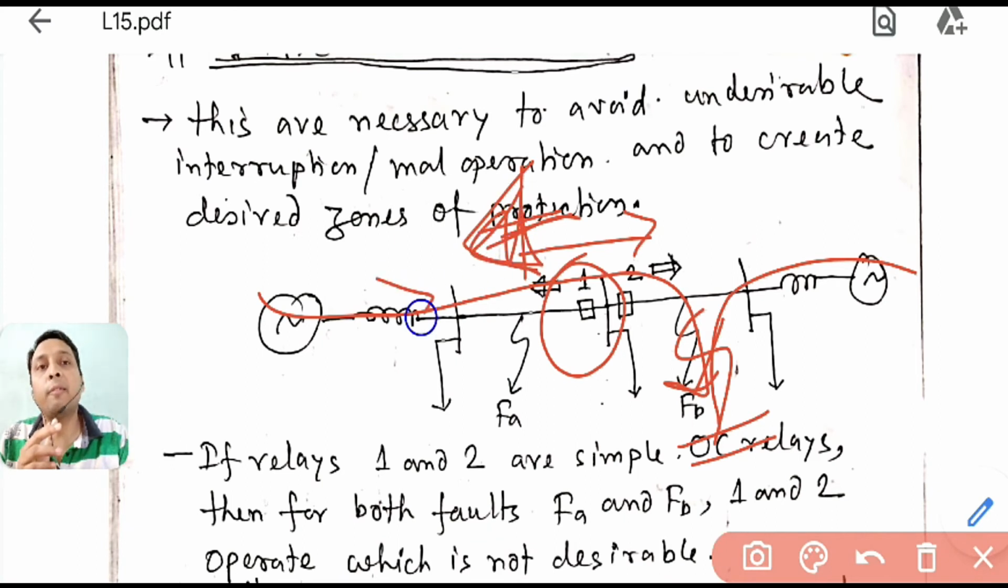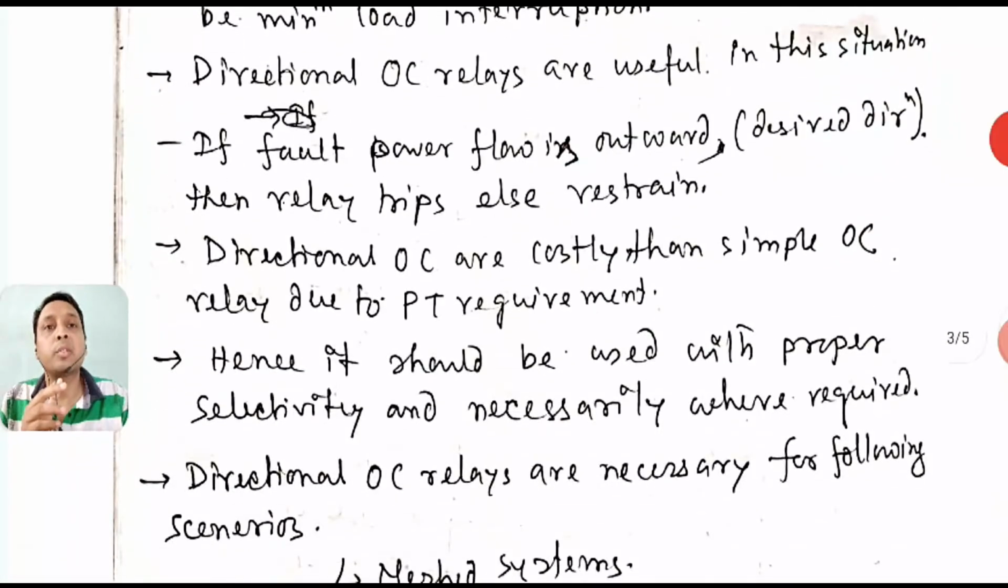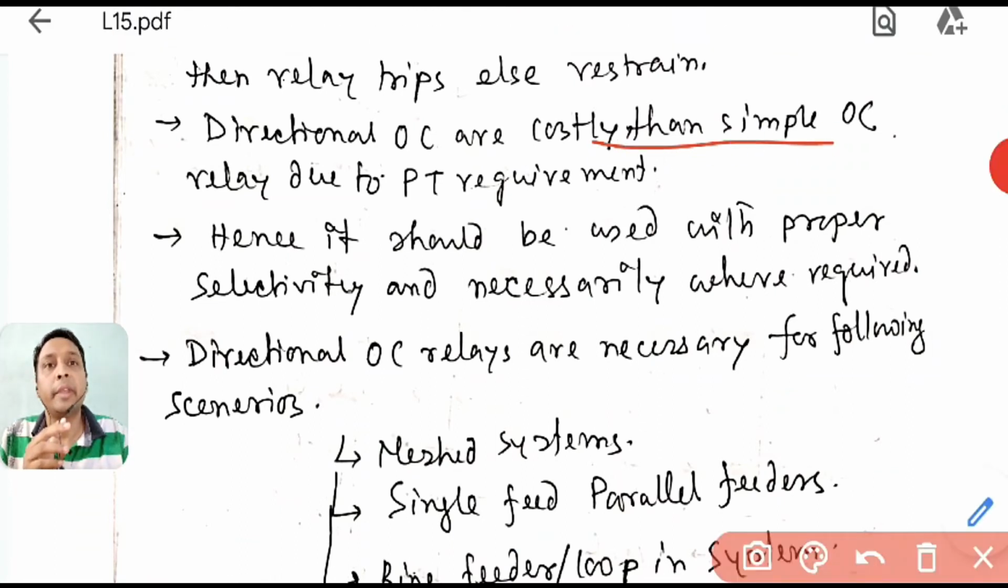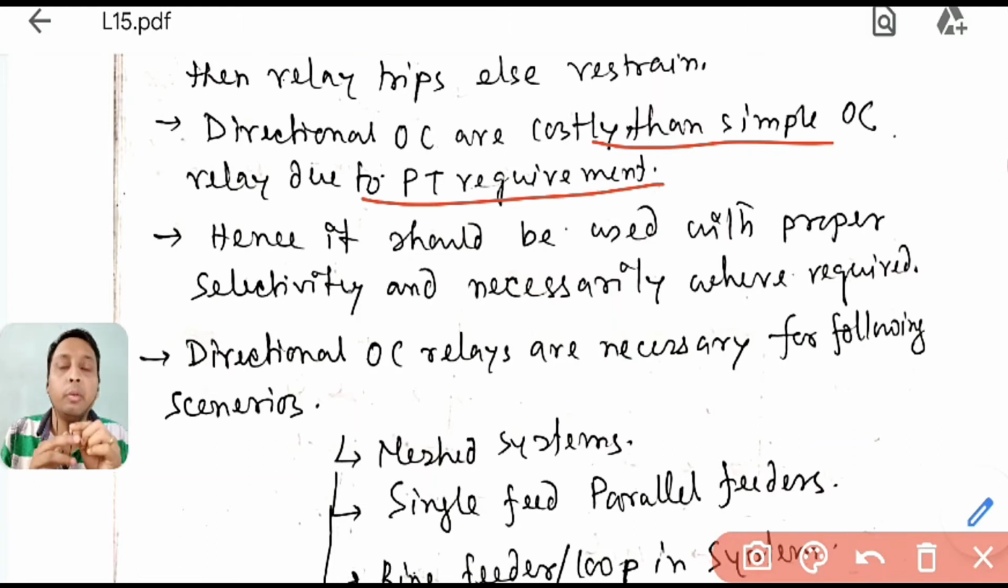Here also high current is flowing, but the direction is different. That's why this one will not trip. So that's what they are saying. Directional overcurrent relays are costly compared to a simple overcurrent relay, due to the PT requirement. So as of now, you can understand.